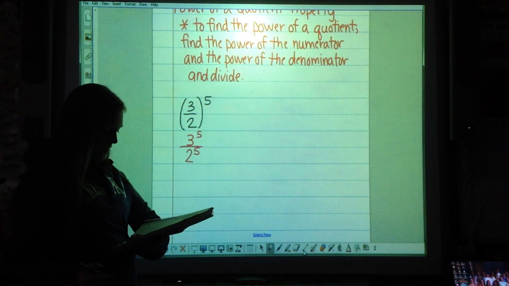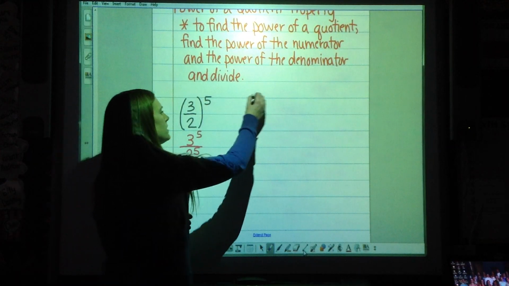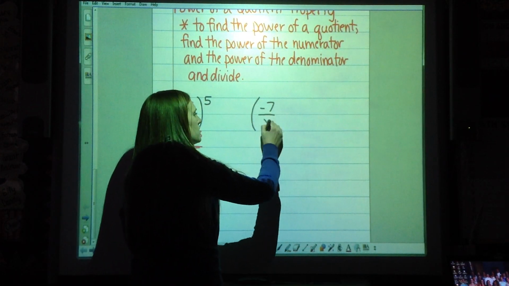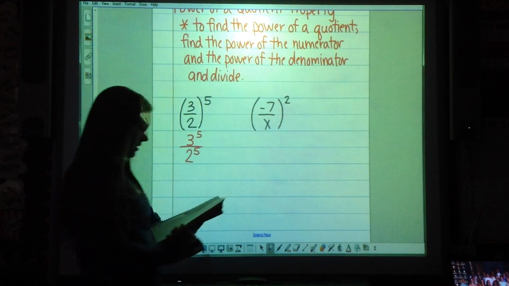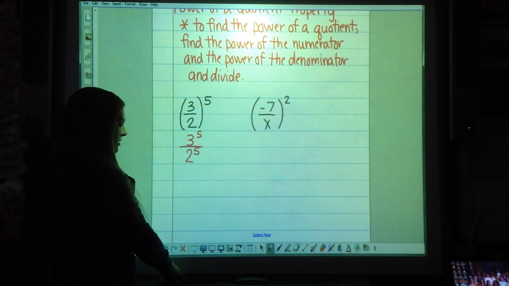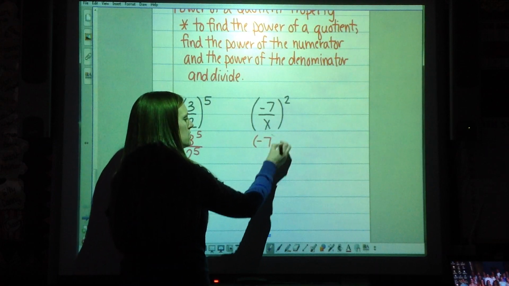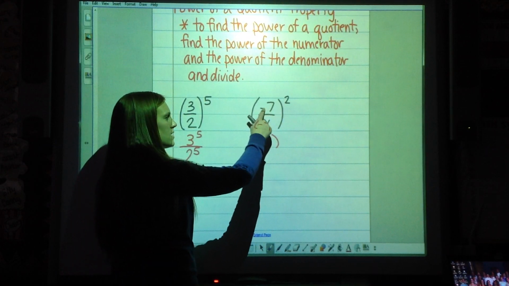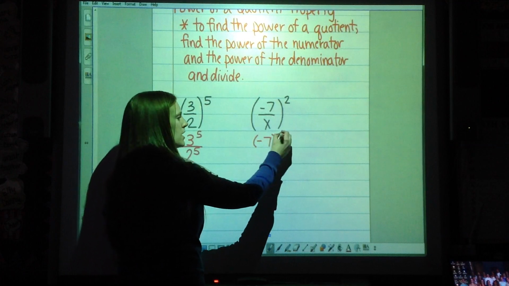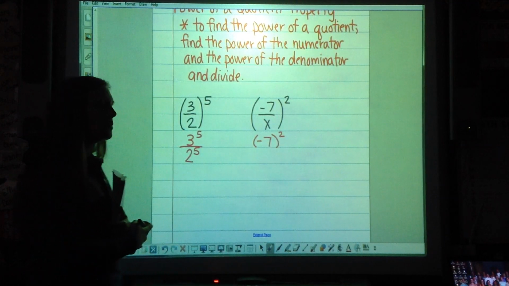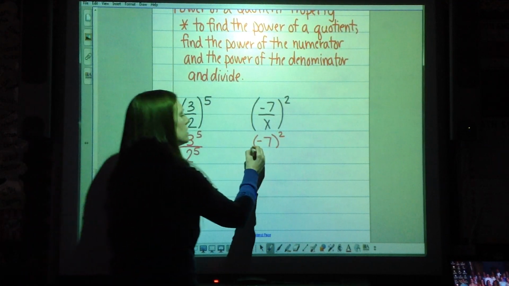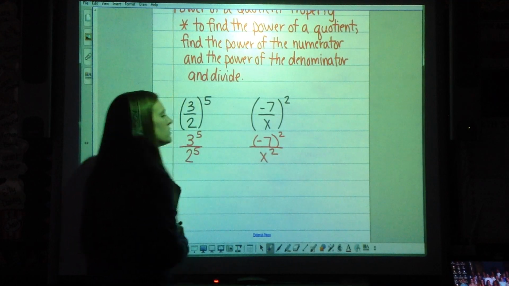The next problem says negative 7 over x, and that whole thing is squared. You're going to distribute the numerator and the denominator. Because this squared belongs to the 7 and the negative, I'm going to put the negative 7 in parentheses, so both of them are going to be squared. And then x squared.